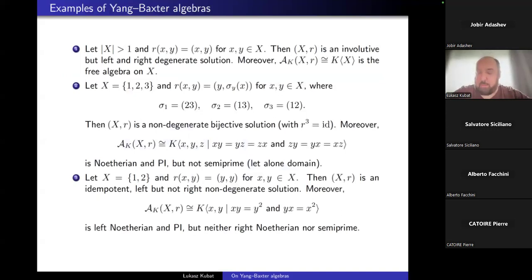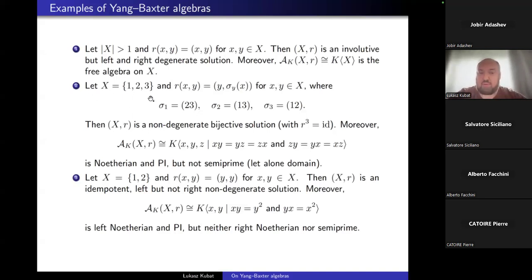And here are some examples of what happens if we consider some special solutions. Clearly, if you take the identity, then this is a solution, but what happens in this case? The identity is, of course, an involutive solution, but if the set X is not a singleton, then this solution is degenerate. What happens at the level of the algebra? If you look at the defining ideal of this structure algebra, the ideal is the zero ideal because we don't have non-trivial relations. So the corresponding algebra is the free algebra. So if X is not a singleton, it's still a domain, but it's never Noetherian.